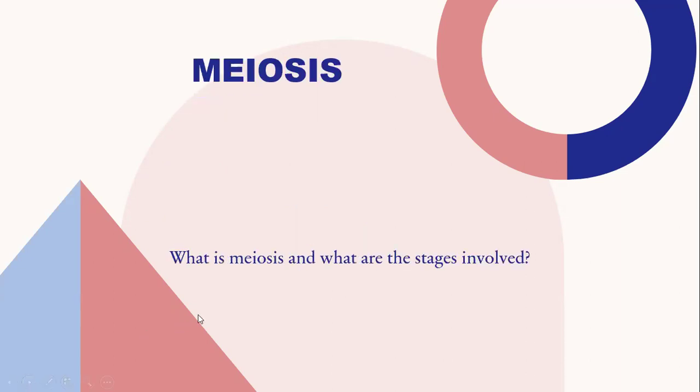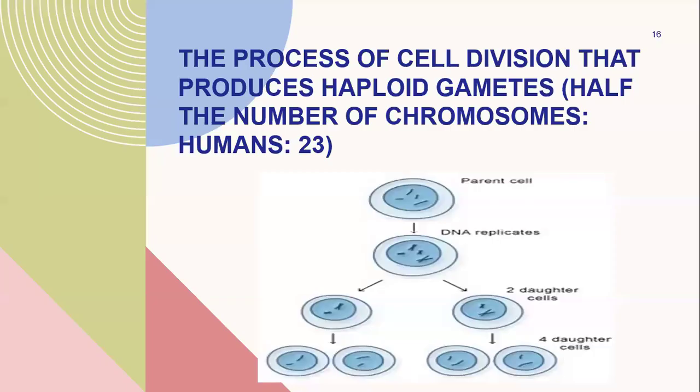The other type of cell division we have is meiosis. So meiosis is a special kind of cell division, in as much as it's not simply leading to an increase or multiplication of cells. The type of cell division that we see with meiosis is a form of reduction division, okay? So meiosis is a process of cell division that produces haploid gametes, with half the number of chromosomes.